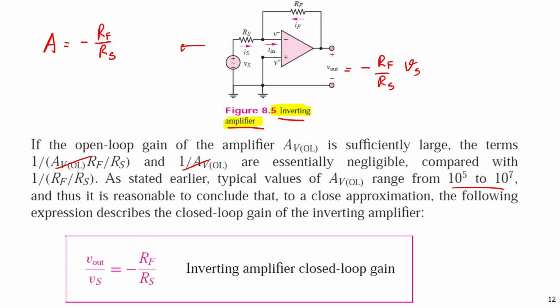And this type of connection we call negative feedback, because we connect the feedback resistance to the negative pin, the inverting pin, right? This is called negative feedback.